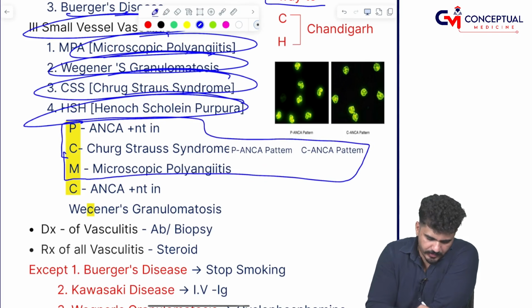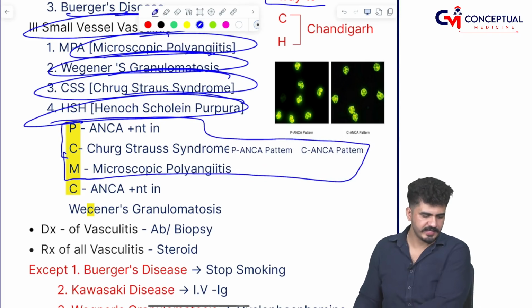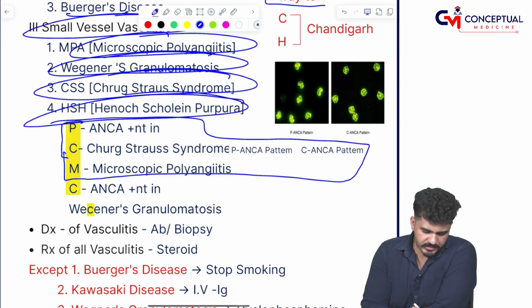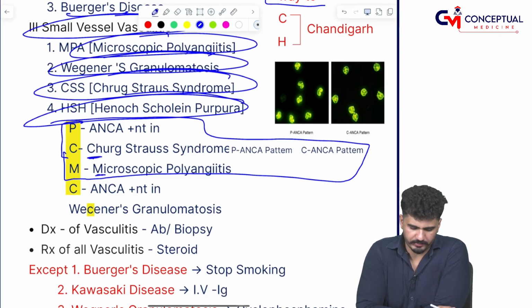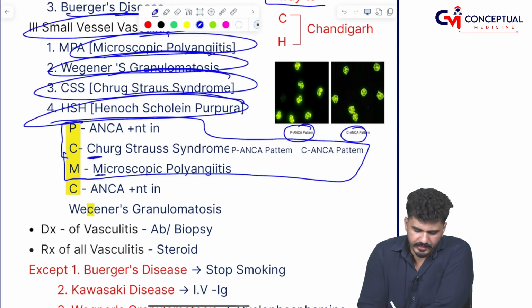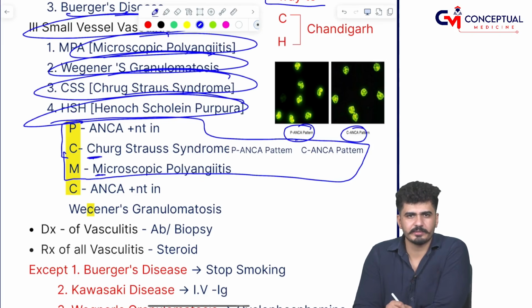This table is like this, okay? P-ANCA is present in PCM: P-ANCA, Churg-Strauss, and M for microscopic polyangiitis. Very important to remember, sir. This is P-ANCA, this is C-ANCA. P-ANCA is CM, that is Churg-Strauss and microscopic.